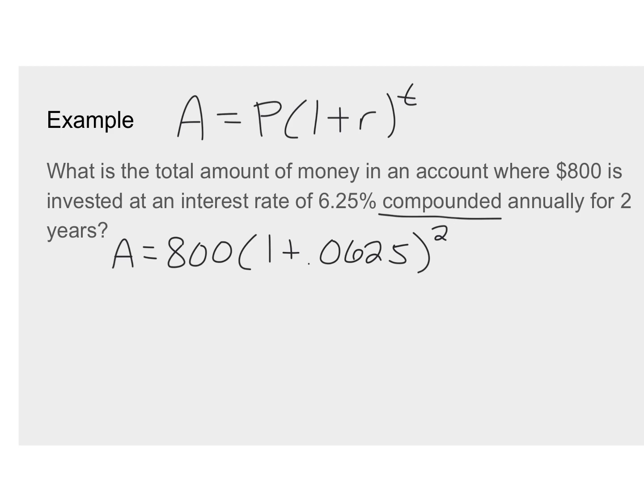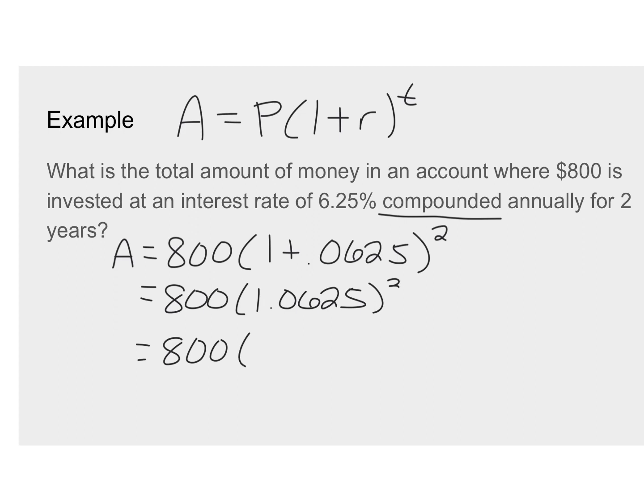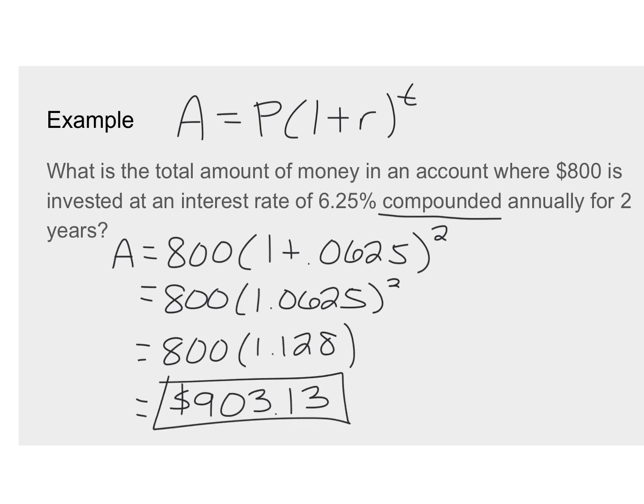Okay, what's my first step to solve? Parentheses. That turns into 1.0625 squared. What's next? In your calculator, type in 1.0625 squared. You're going to get a long number. Just write a little bit of it down. What did I tell you to do at this point? Leave it in your calculator, and then times 800. What'd you get? 903.13. Remember, money, how many decimal points do we have? 2. Any questions over simple or compound interest? Good?